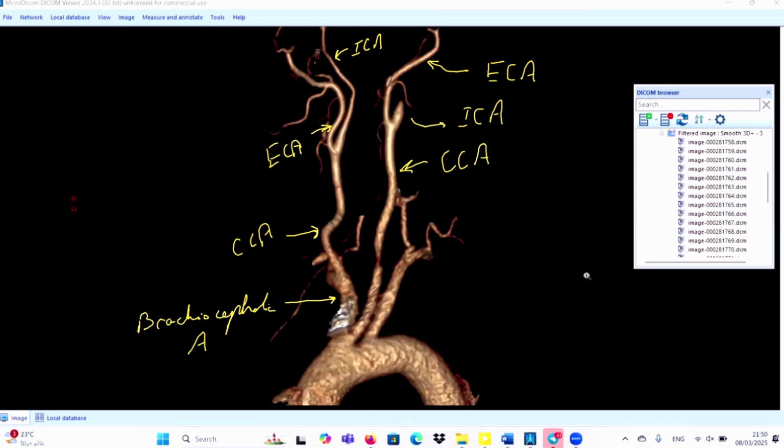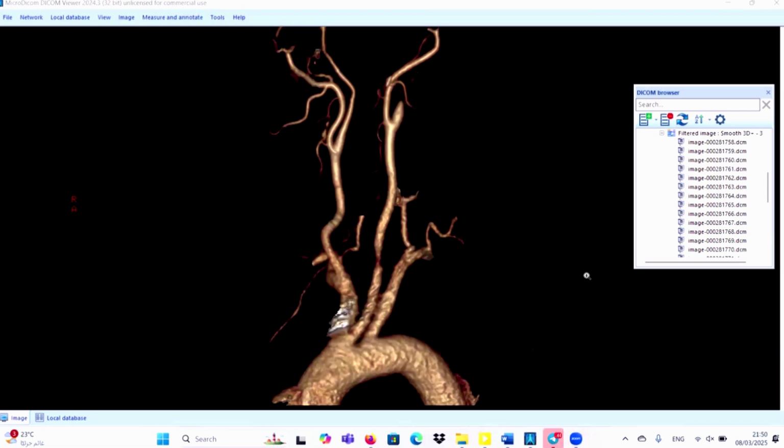As you can see here, this is the brachiocephalic artery, common carotid artery, external carotid, internal carotid. We don't have any significant abnormalities. Along the left side, we have left common carotid, internal carotid artery, external carotid artery, and we have here an occluded long segment of the left internal carotid artery. You should check also the 3D image.